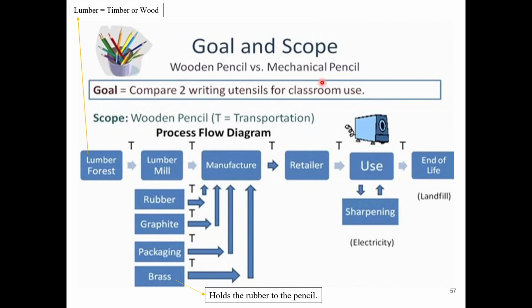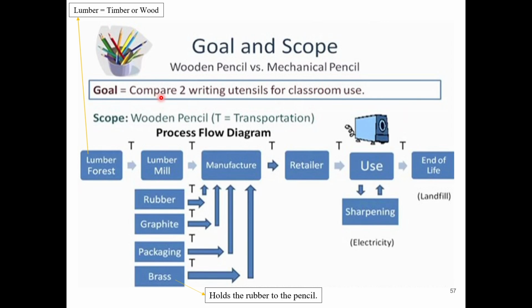So the more we press, the width, the depth of the needle gets increased, and that is used to align the pencil and the finger so that we can write efficiently. So let us compare the wooden pencil and mechanical pencil in terms of LCA.